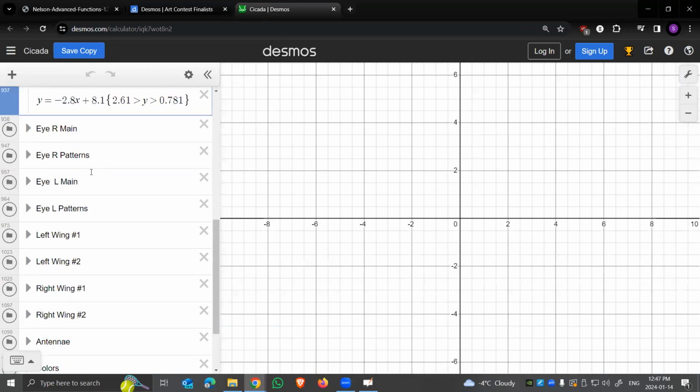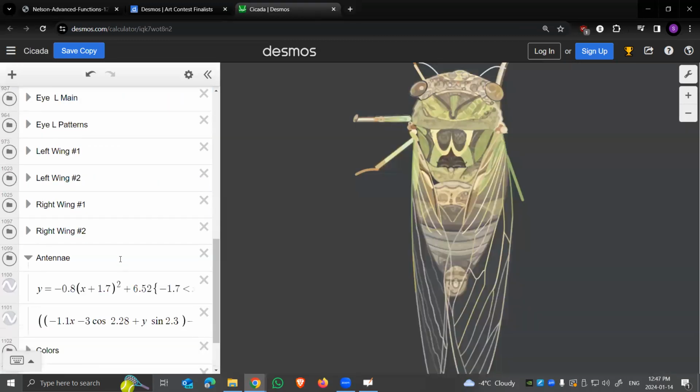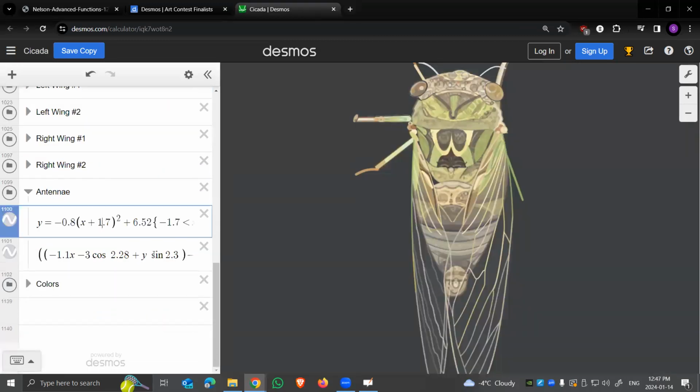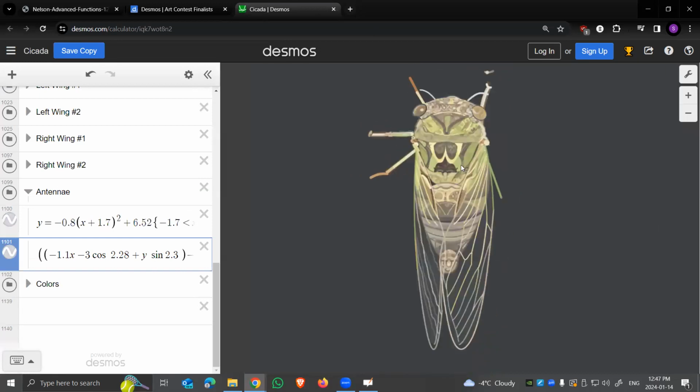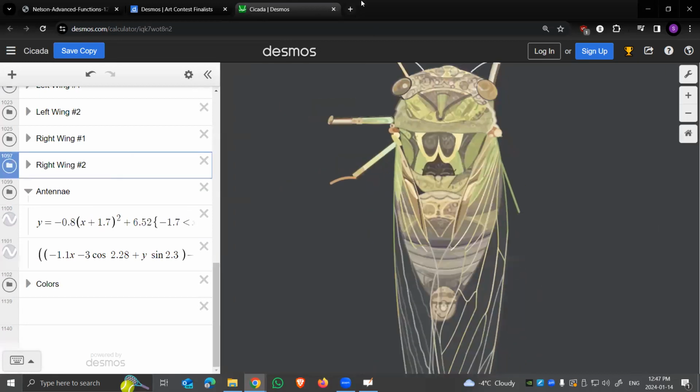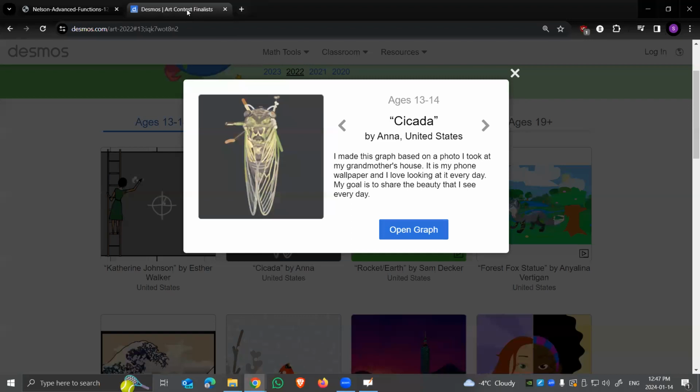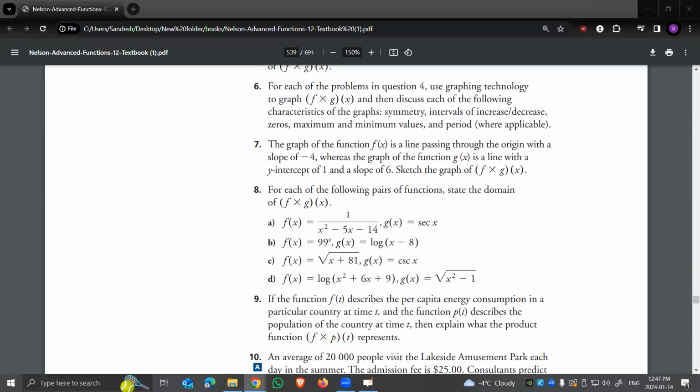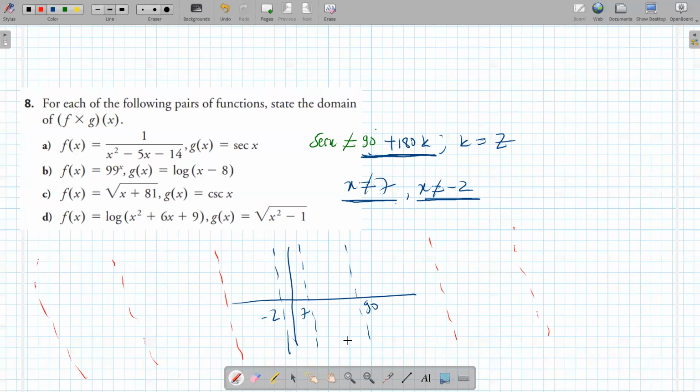We have a linear function right there. You see that? We have a quadratic. We have a cosine. That looks pretty good. So you don't have to know how to do this, but people just do this in their spare time as a hobby. So that was the first question.